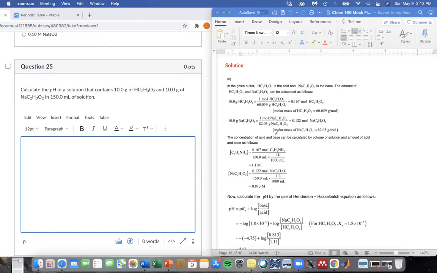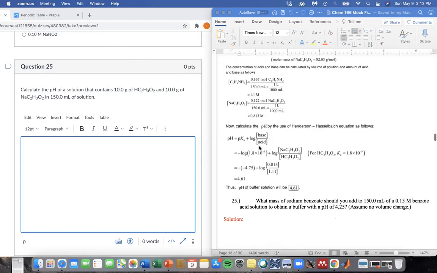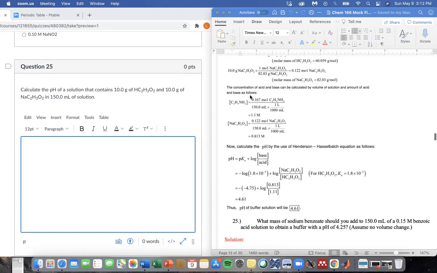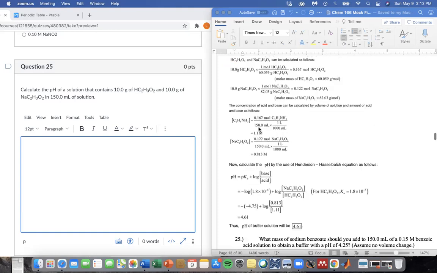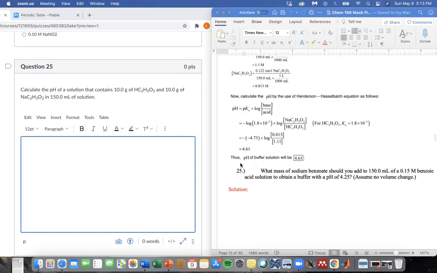And so now with this information, we can plug into our Henderson-Hasselbalch. We'll have to do negative log of 1.8 times 10 to the negative fifth, which is the Ka value for acetic acid, plus log of base over acid. Your base here is going to be the C2H3O2 minus, because it's the conjugate of your HC2H3O2. Once you do this, you should get 4.75 plus log of 0.813 over 1.11, which are the molarities we saw earlier. Then we would get a buffer with a pH of 4.61.